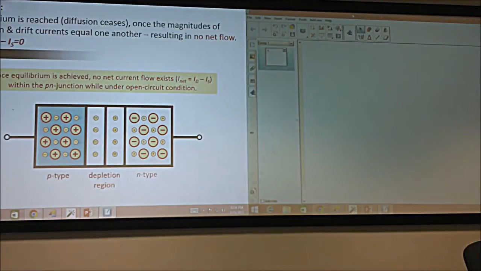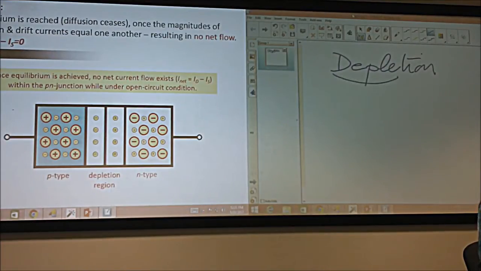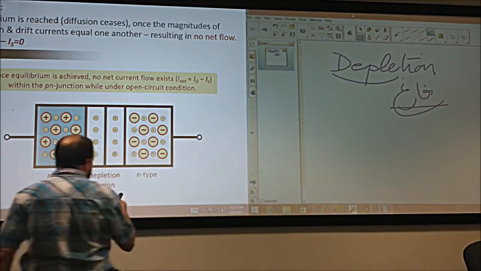So, depletion is written like what? It's written there. I like to write. Do you like my writing? I know it's not that great, but depletion, from the word deplete. Deplete means depleted, in other words, emptied. Okay? Good.